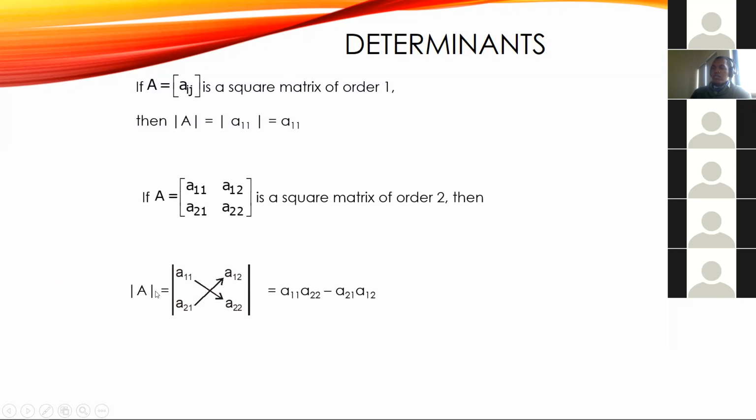Okay, and for a 2x2 matrix, we basically do a sort of cross multiplication of the elements in the matrix, and then we subtract the products, right? So this cross multiplication is what we want to focus on a little bit more. And let's look at a quick example over here.